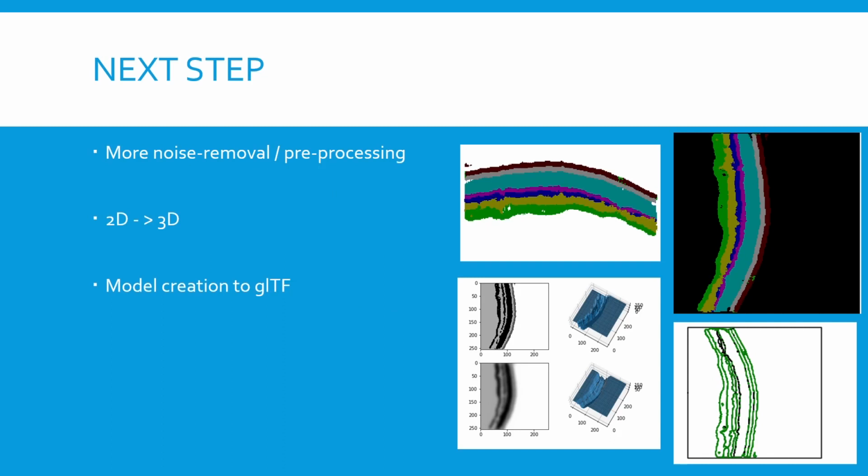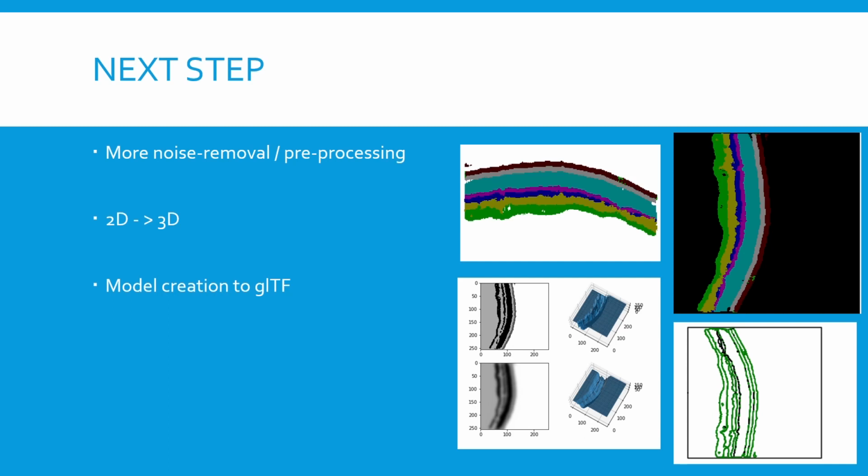The results, after a lot of pre-processing, are a very accurate delimitation of the different layers of our OCT image here. It has to be rotated and scaled to fit the CNN architecture, but it works really well. So where do we go from here? We think that with more noise removal and more pre-processing, we can increase the accuracy of our results even further.